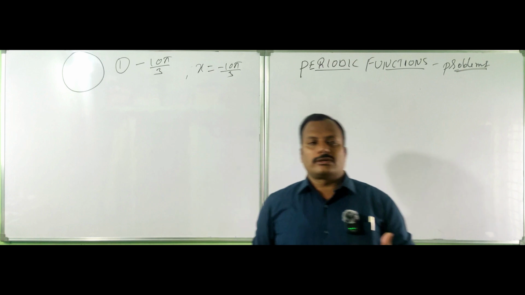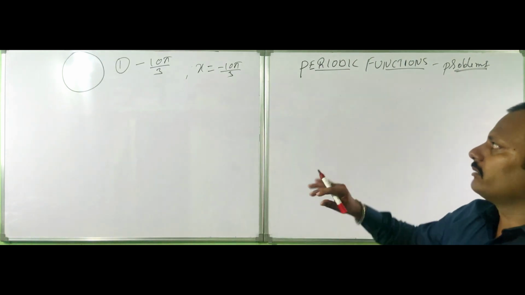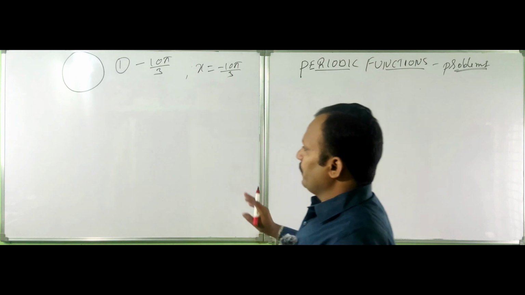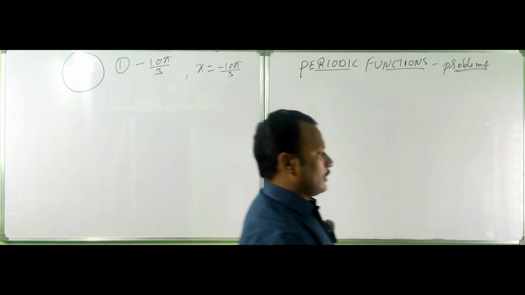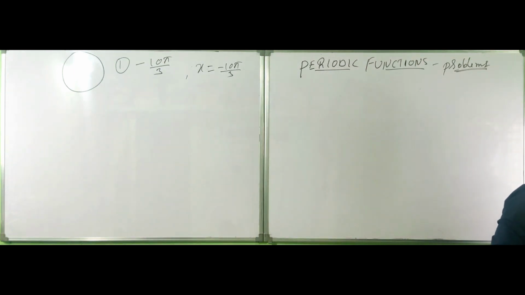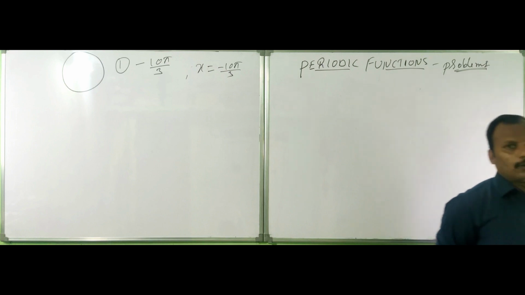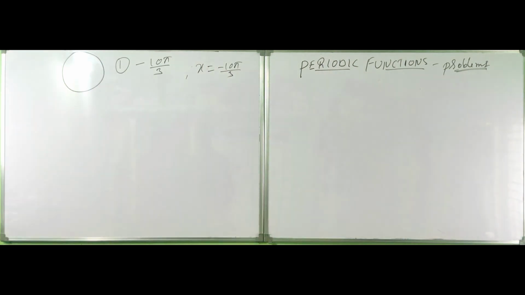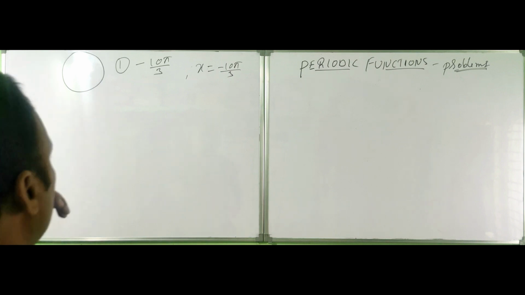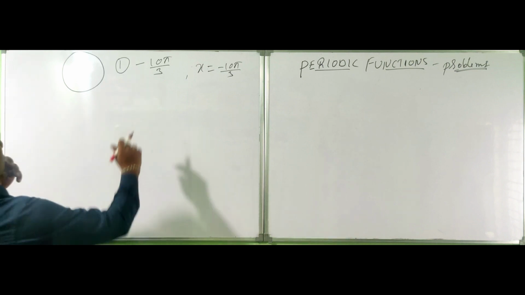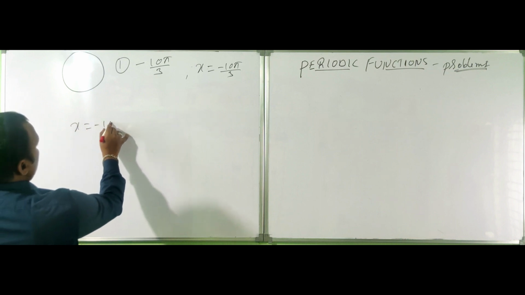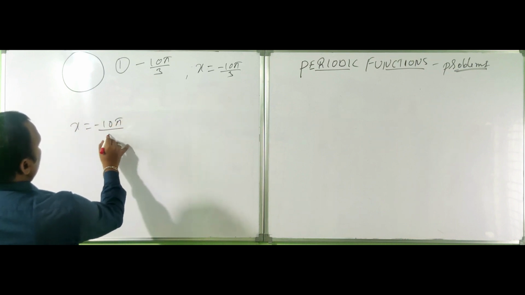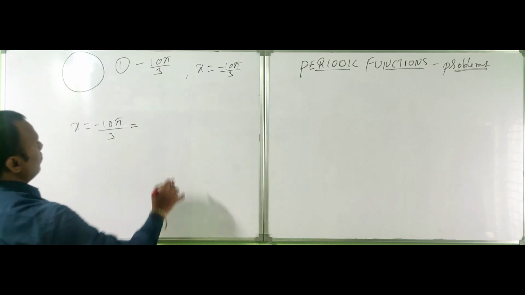You have to show which of the 6 trigonometric functions are positive for this negative value. That means you have to find which quadrant this angle belongs to. Once you know the quadrant, you can easily describe the signs. So let us check here. x is equal to minus 10 pi divided by 3.